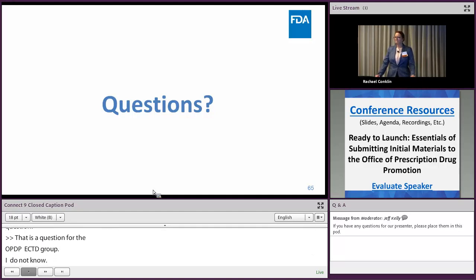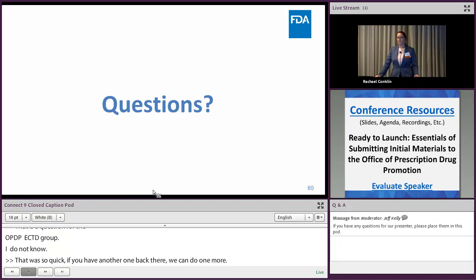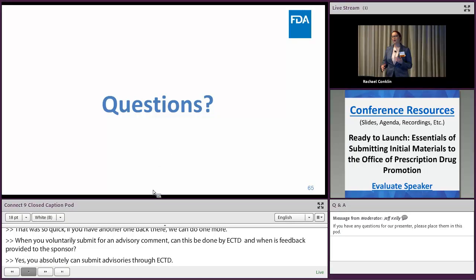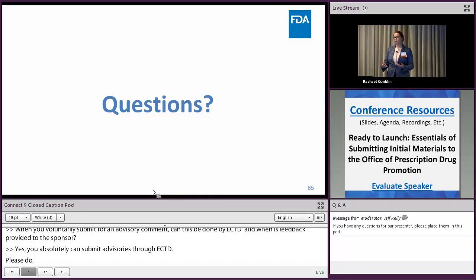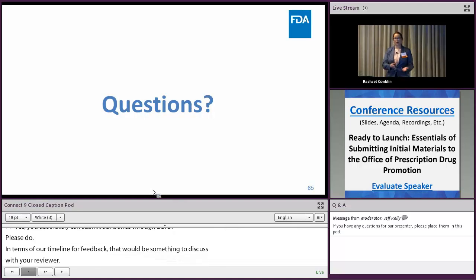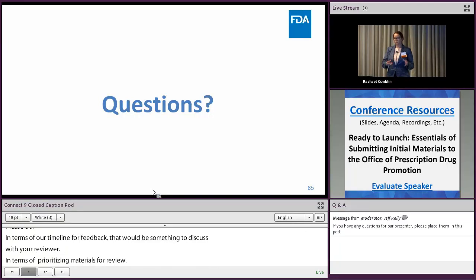When you voluntarily submit for an advisory comment, can this be done by eCTD, and by when is feedback provided to the sponsor? So yes, you absolutely can submit advisories through eCTD. Please do. And in terms of our timeline for feedback, that would be something to really discuss with your reviewer. We do prioritize materials for review. So we would be looking at launch materials first, because they represent those initial materials. Those are subject to specific review timelines and everything.